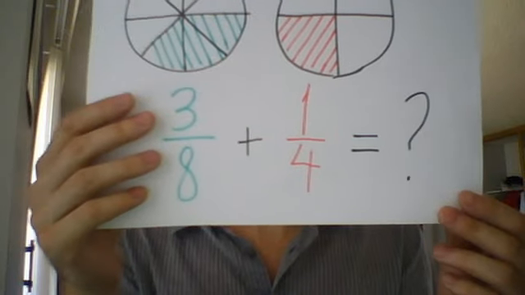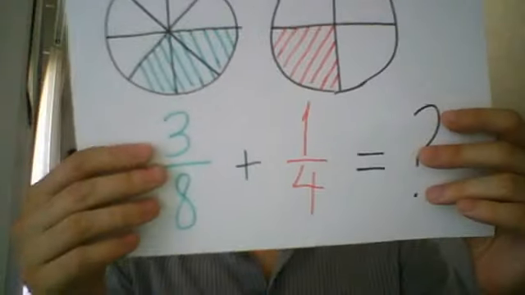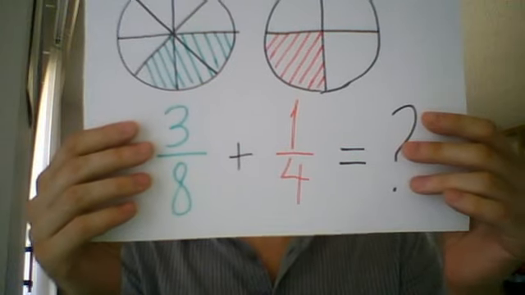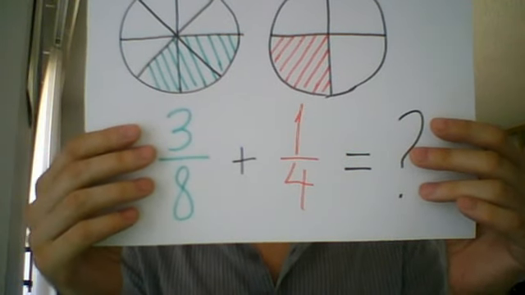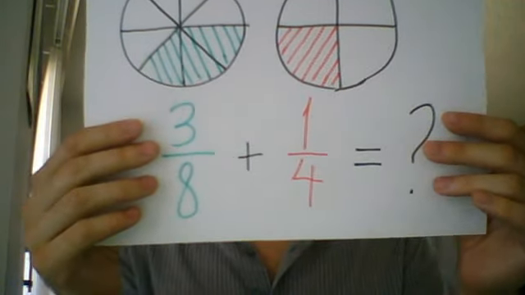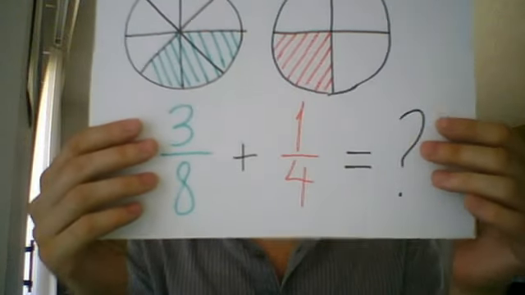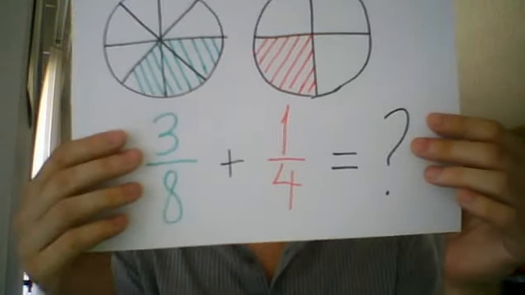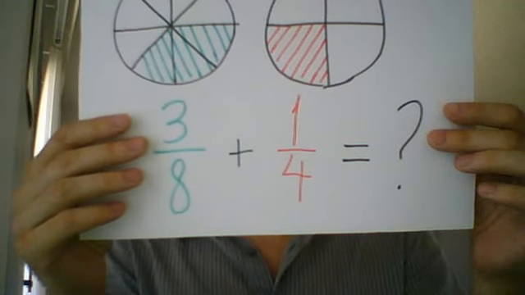Now before, I just added pieces together, right? Because they were the same size. But here I can't really do that. I can't say, well, I have 3 pieces here and 1 piece here, so I'm just going to have 4 pieces in total. I will have 4 pieces in total, but they're different sizes, so I can't say it's 4/8 or 4/4 or anything like that. So it's not as simple, and we're going to tackle this question in the next video.